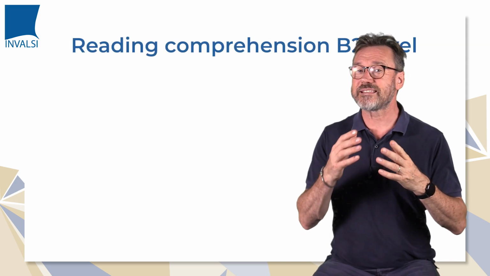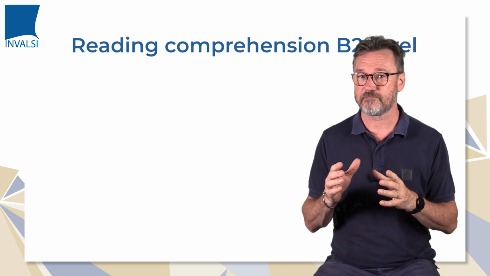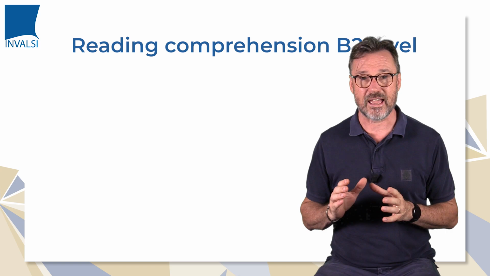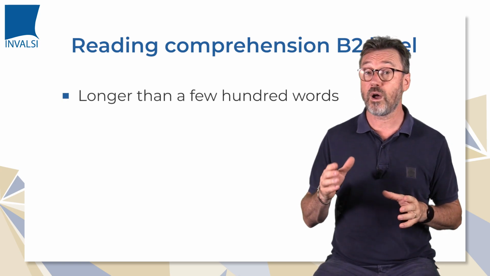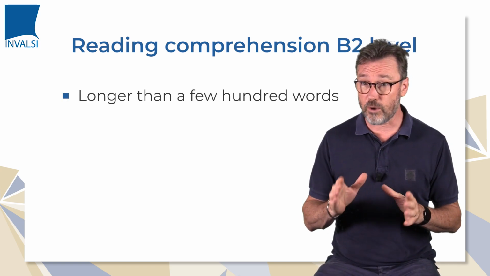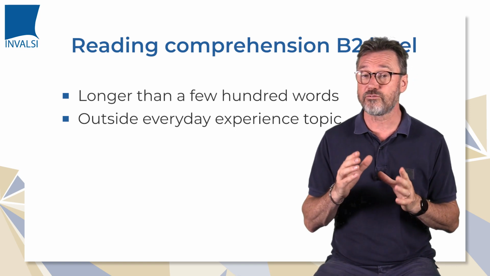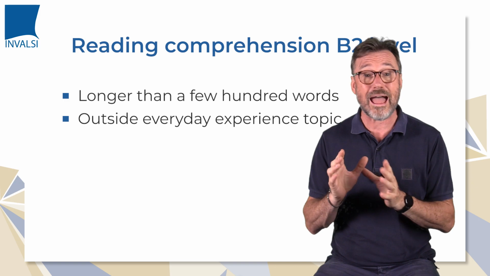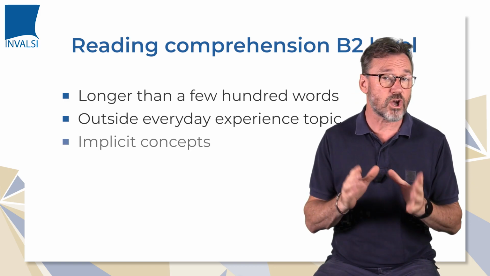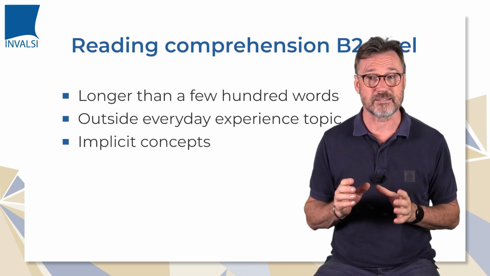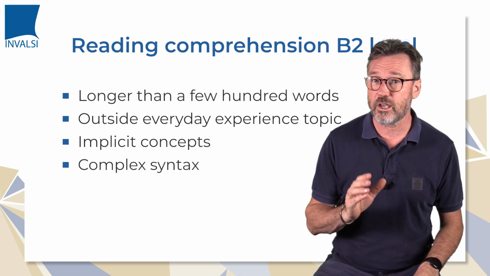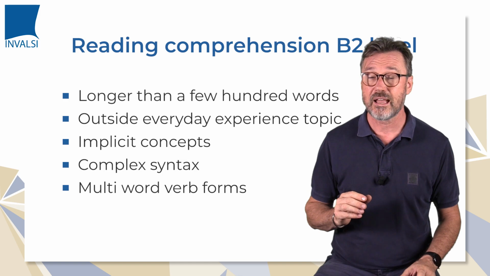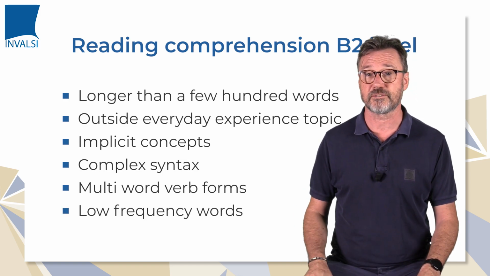So, how do we select a B2 text? Students who have reached B2 can process a text which is longer than a few hundred words. The topic can be outside the everyday experience of the reader and can be concrete or abstract. Some concepts may be implicit. The text may include complex syntax, multi-word verb forms, and low-frequency words.